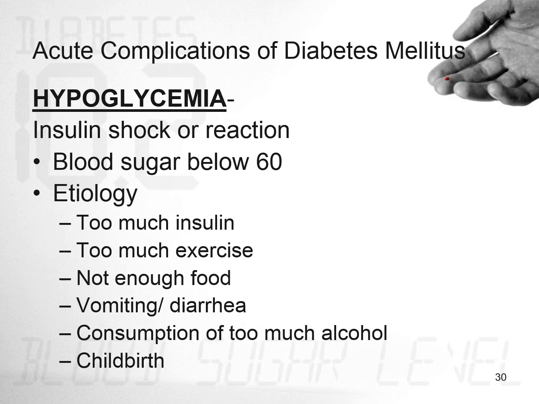Complications of diabetes. Acute complications of diabetes include hypoglycemia. This is insulin shock or an insulin reaction, characterized by a blood sugar below 60. Our causes here are either going to be too much insulin, too much exercise, not enough food, or maybe they've been sick, they've had vomiting and diarrhea, consumption of maybe even too much alcohol, or childbirth can do this as well.